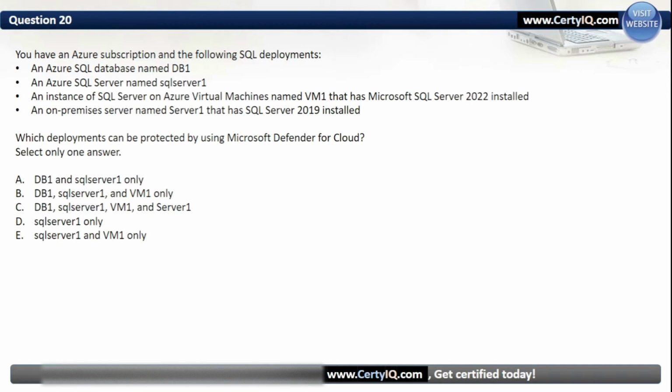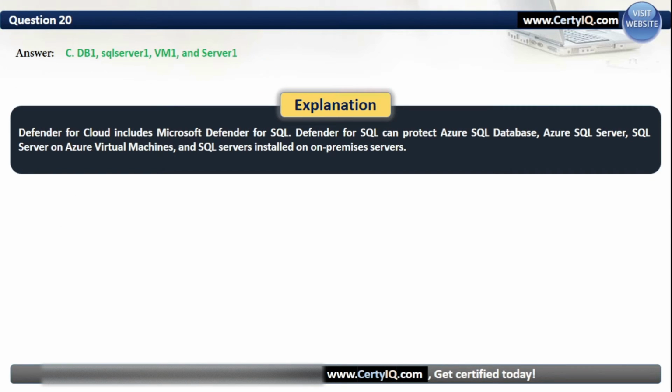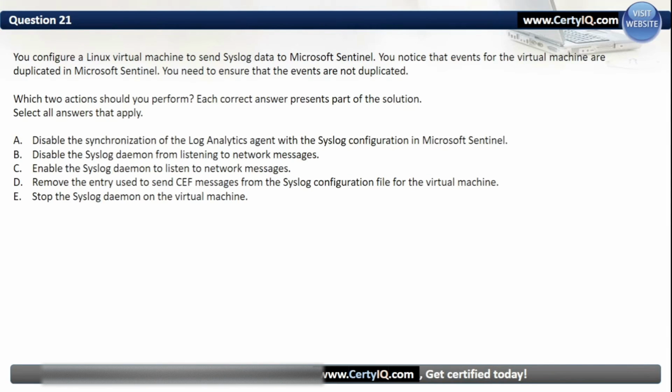B. DB1, SQL Server 1 and VM1 only, C. DB1, SQL Server 1, VM1 and Server 1 only, D. SQL Server 1 only, or E. SQL Server 1 and VM1 only. The most appropriate option among these is C. Defender for Cloud includes Microsoft Defender for SQL. Defender for SQL can protect Azure SQL databases, Azure SQL Server, SQL Server on Azure virtual machines, and SQL servers installed on on-premises servers.